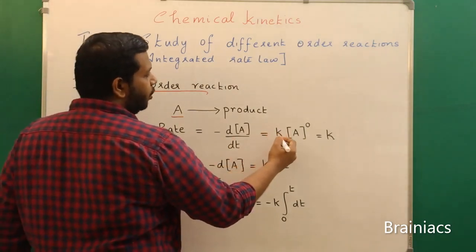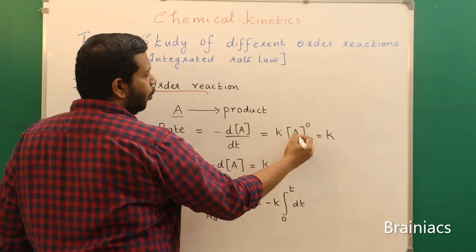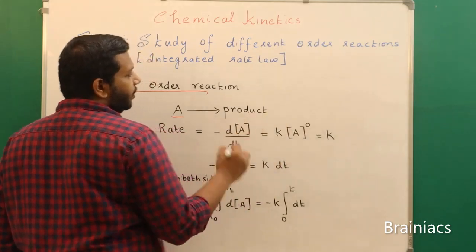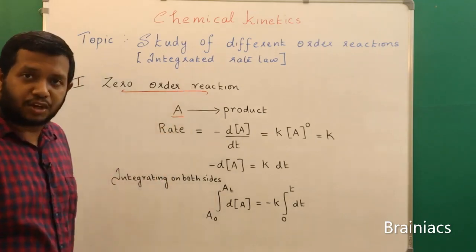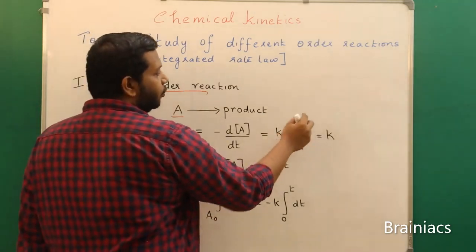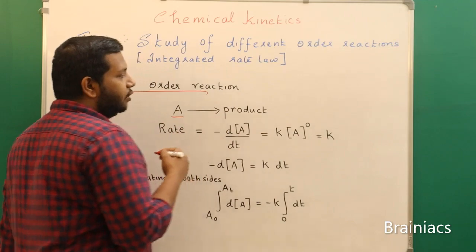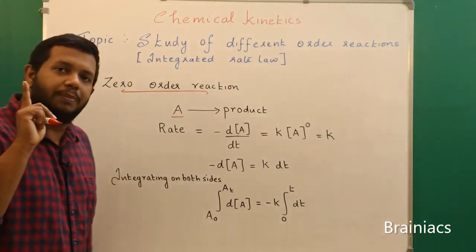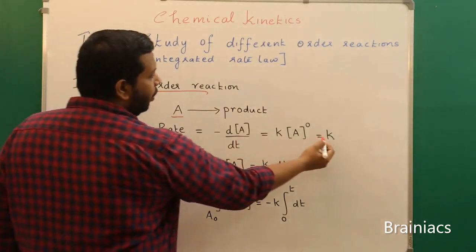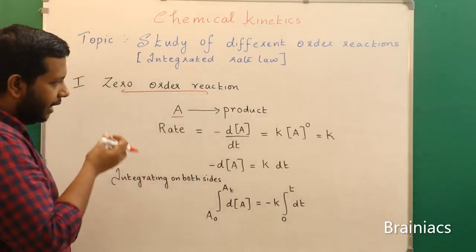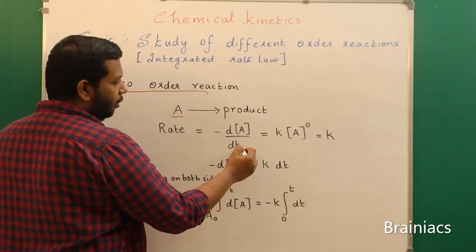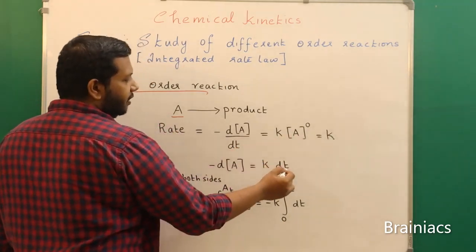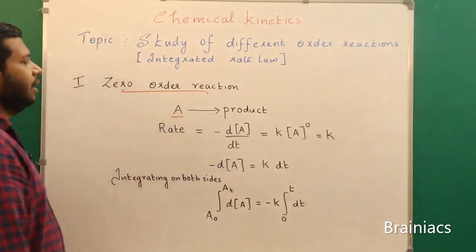So it is equal to rate constant k into concentration of A raised to the power 0. Why 0? Because we know it is a zero order reaction. Any concentration raised to 0 has a value of 1, so this is equal to k. Now cross multiplying, minus dA is equal to k into dt.